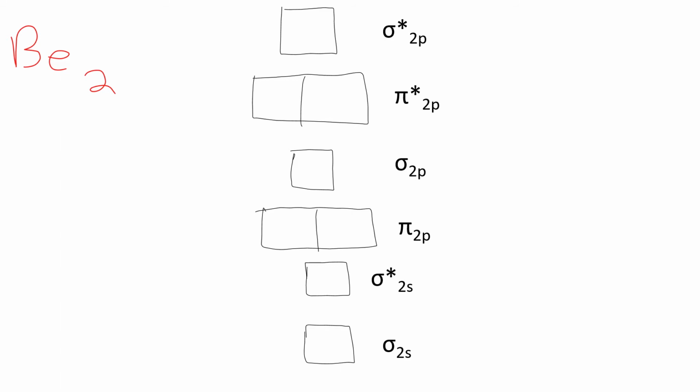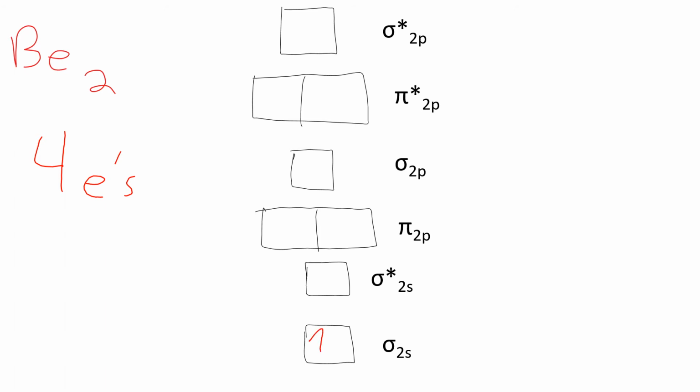Next one we're going to do is Be2. So when we're looking at Be2, what are we going to have? Well, each beryllium has 2 valence electrons. So that means we have a total of 4 electrons we need to place in here. You just fill up from lowest energy to highest energy.